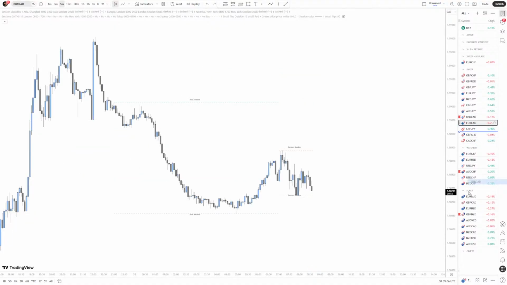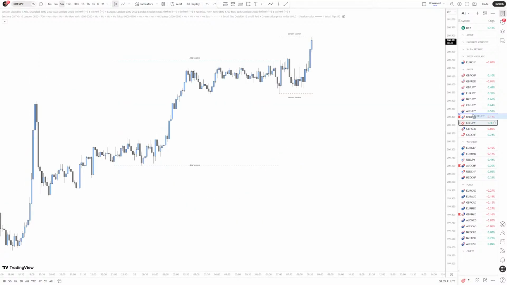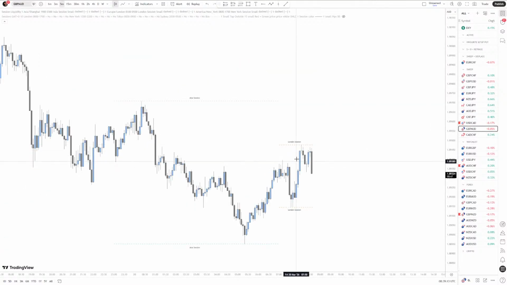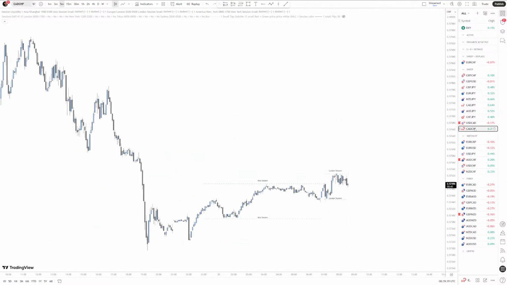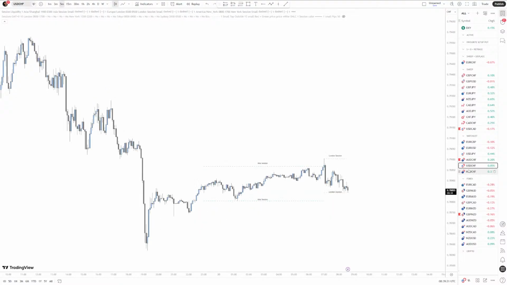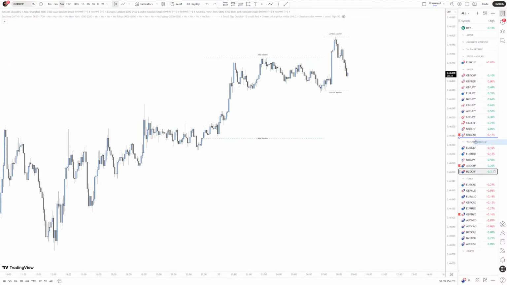Euro CAD is in the range. We'll put this in Forex. Swiss franc JPY has a sweep. We'll put it over here. GJ within the range. Put in Forex. CAD Swiss franc has swept. Put it up here. USD Swiss franc has swept. We'll put it up here. NZD Swiss franc has swept. We'll put it up here. And I like the look of it in the market.